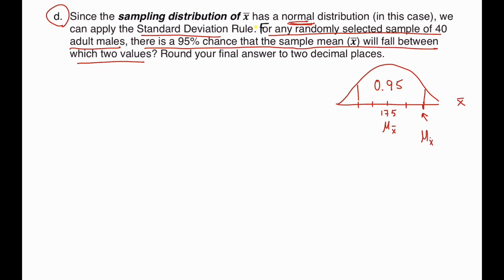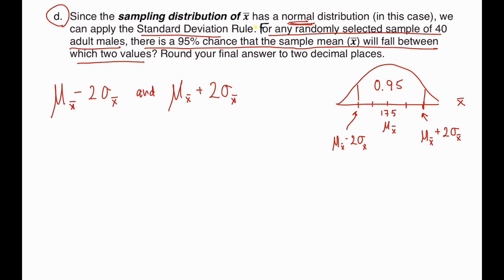We need to figure out what this value is, okay? Adding 2 standard deviations to the mean and subtracting 2 standard deviations from the mean. And so that's what we have to find out. Okay, and now I'm just going to write down the formula for the standard deviation of the sampling distribution, which we've already seen, but I do want to avoid rounding, so I am going to write everything out.